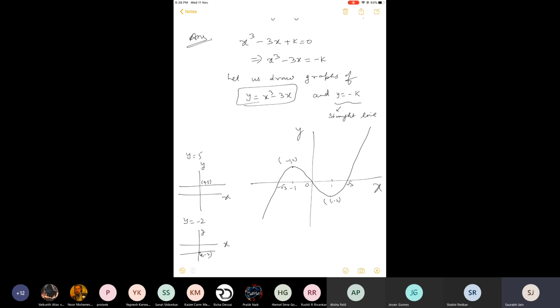So the question is, how should we draw the graph so that this equation has two different roots in 0 to 1? 0 to 1 means the interval of x from here to here. This part, see this part. So if the equation has to have two different roots in 0 to 1, what should be the value of k? This is the question. So what does it mean? It means that these two graphs should intersect each other at two different points in the 0 to 1 interval.